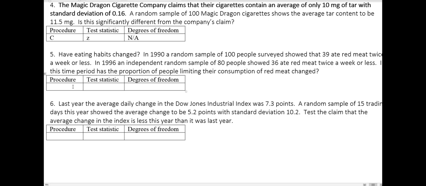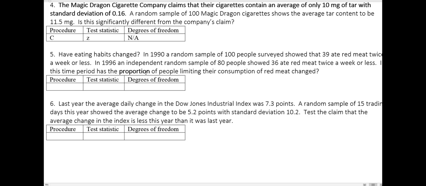Number 5, have eating habits changed? In 1990, a random sample of 100 people surveyed showed that 39 ate red meat twice a week. In 1996, an independent sample of 80 people showed 36 ate red meat twice a week. In this time period has the proportion of people, okay, right there, that phrase, the proportion of. So they want to know if the fraction or percent of people eating meat has changed. So already I know I'm dealing with some sort of proportion test simply because of that wording.